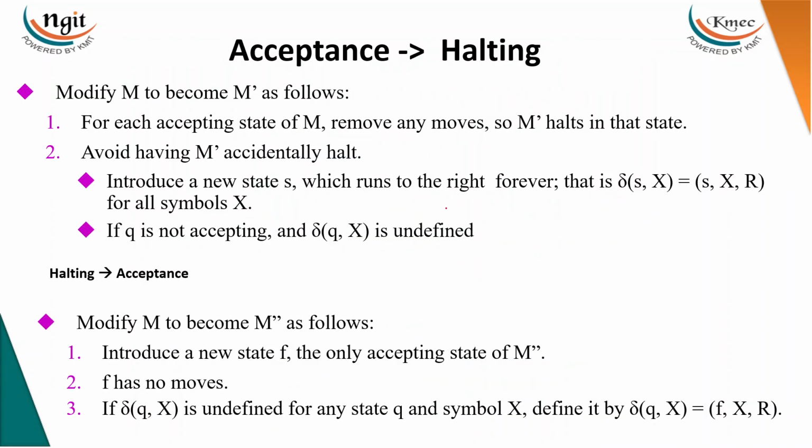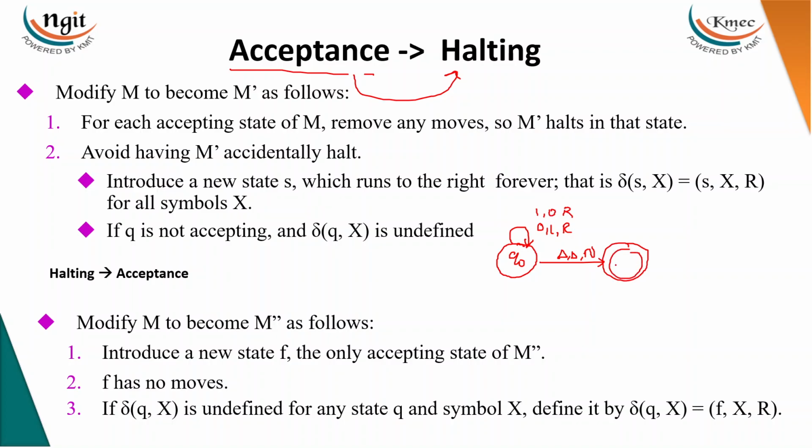How can we do that? Let me go with the first one, acceptance to halting. Assume that we have a Turing machine with acceptance like this. From q0, on 0 1 we go right, then delta delta, let me go with the ones complement, for example 1 0 right, and we have an accepting state here. Then how can we convert this accepting state to a halting machine?